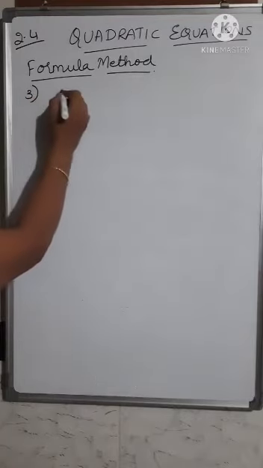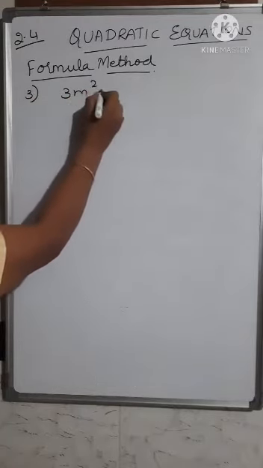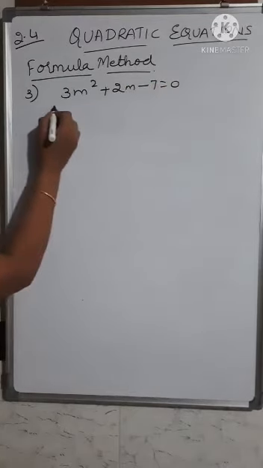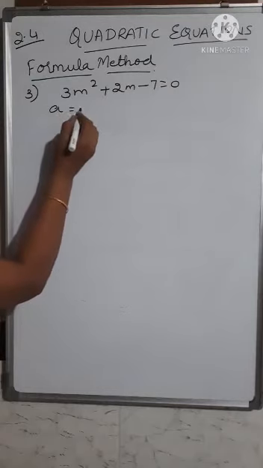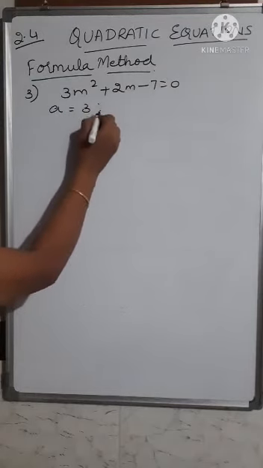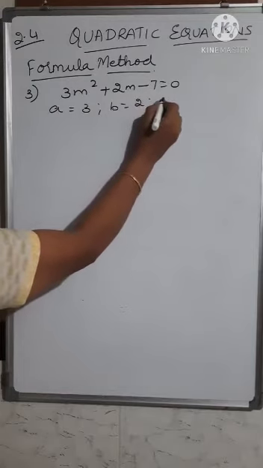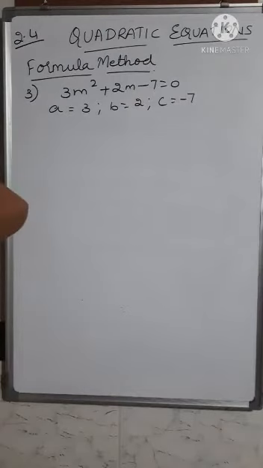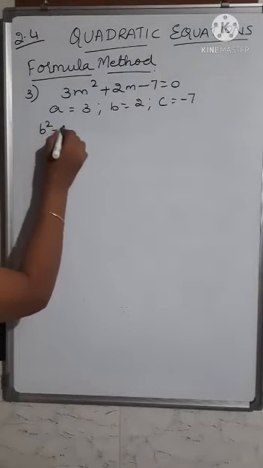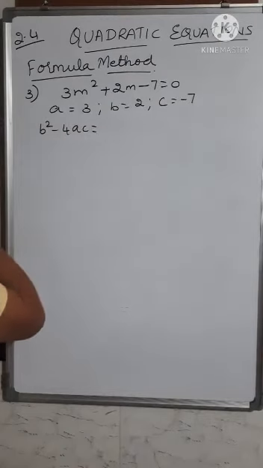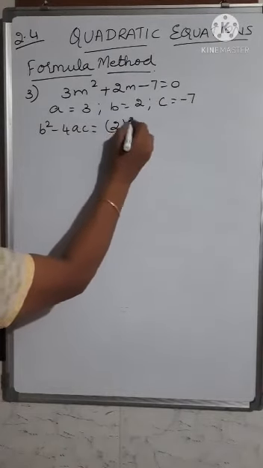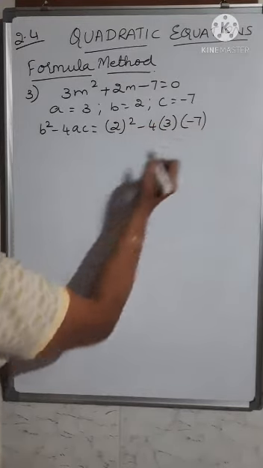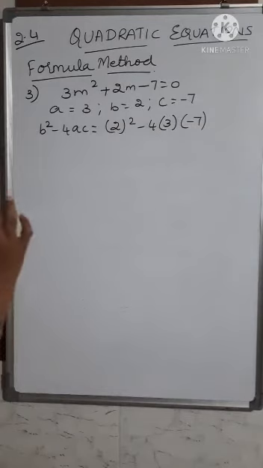The third problem: 3m square plus 2m minus 7 equal to 0. Comparing with the standard form, you get a is equal to 3, b is equal to 2 and c is equal to minus 7. Now the first thing you have to do is find out b square minus 4ac. b square minus 4ac is equal to, b is 2, so you get 2 square, 4 into 3 into c, and c is minus 7, so you have to write it as a minus 7 along with the sign.